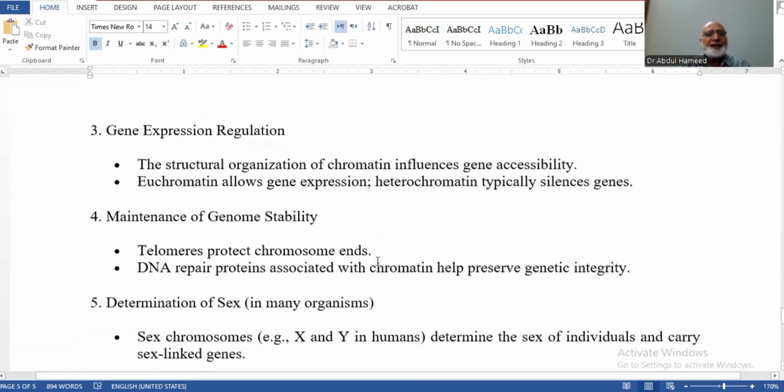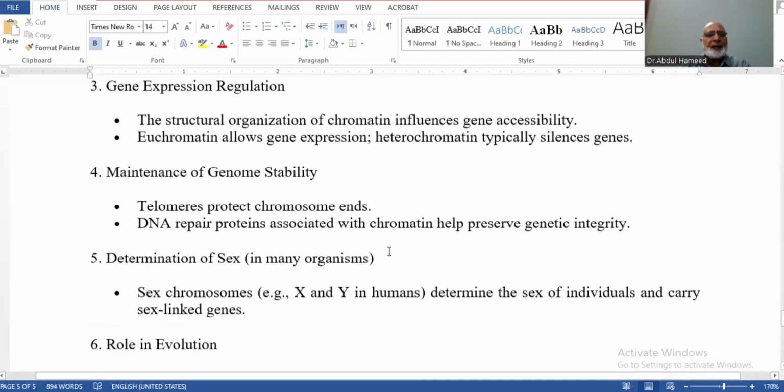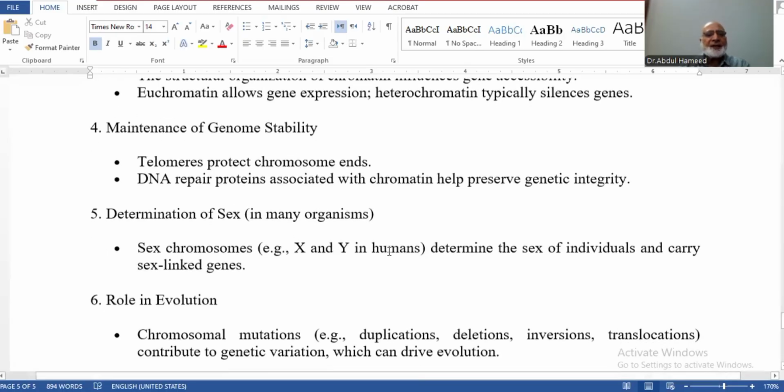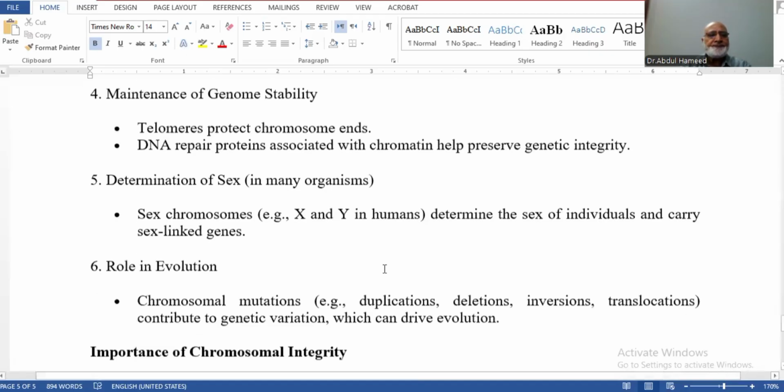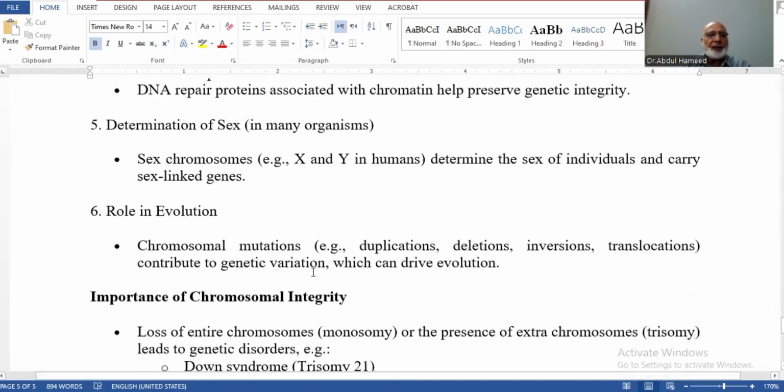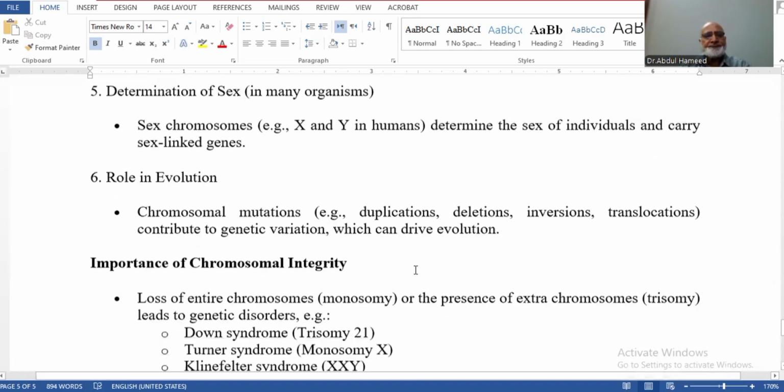And maintenance of genetic stability. Telomeres protect the chromosome ends, and DNA repair proteins associated with chromatin help to preserve genetic integrity. Then determination of sex, for example X and Y chromosomes in humans and other animals; their function is to determine the sex of the individual. Then the role in evolution, this is important. Chromosomal mutations, duplication, deletion, inversion, translocation, contribute towards genetic variation, and genetic variations are the cause of evolution.